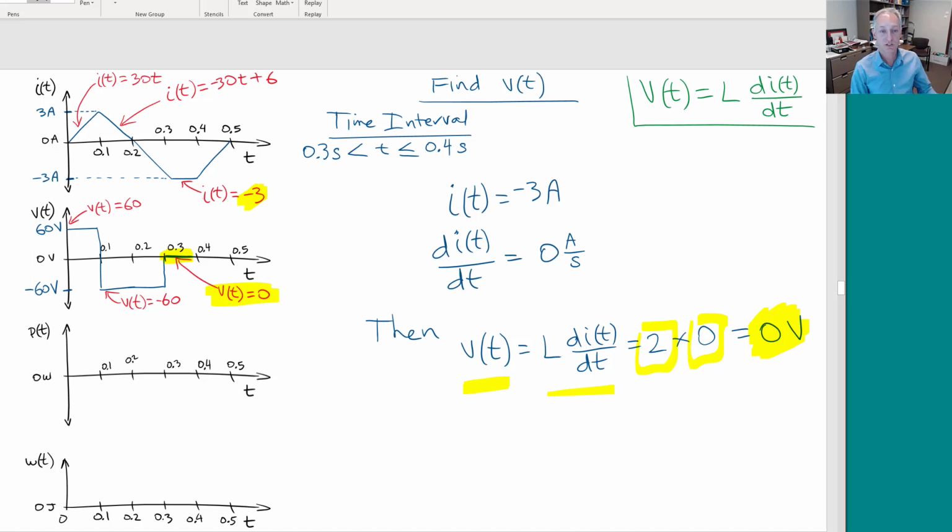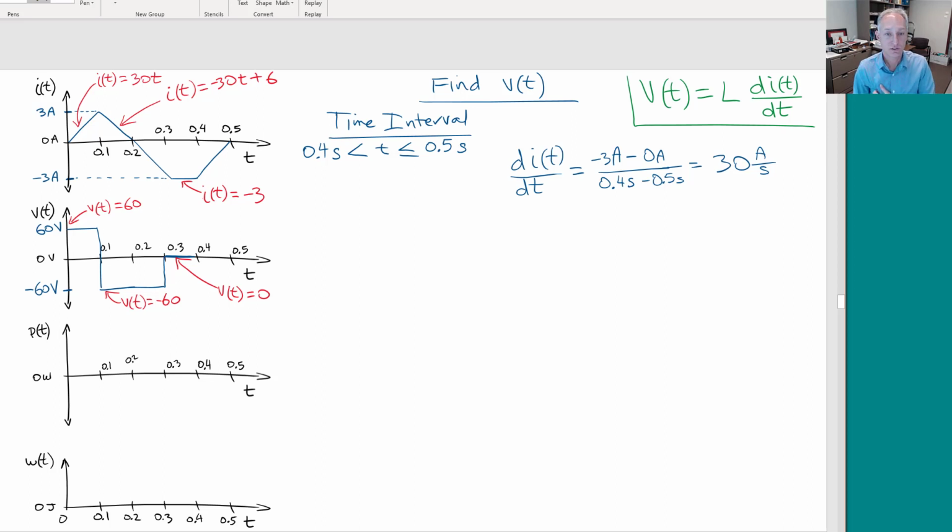That one was easy. Let's do the last one. We're doing the last time interval, this time interval here, and we want to find the voltage. Now we're going to go back to our rise over run. We started off at minus 3, so that's this, and we're going to 0, so that's this, minus 0. Then we're going from 0.4 seconds to 0.5 seconds, which is expressed here. So we have 30 as di/dt.